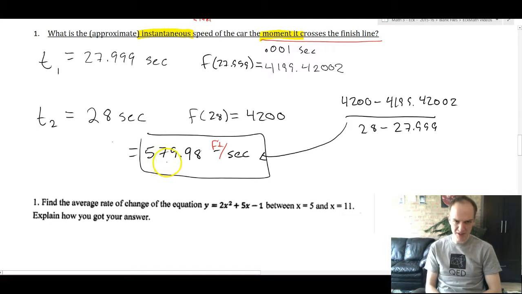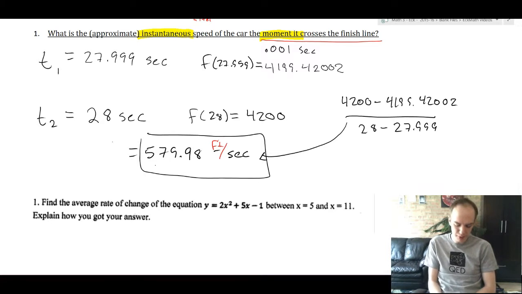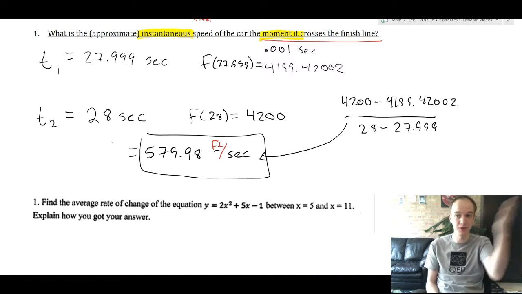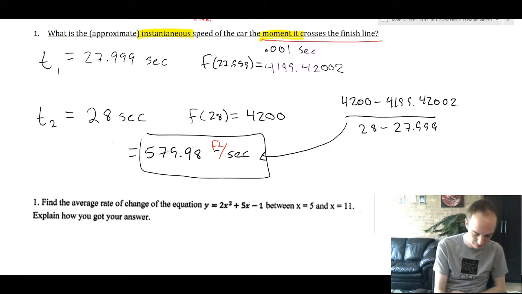When I first got this number, it seemed a little big to me, right? Like, oh my god, she's going 578? That's really, really fast. Then I remembered it was in feet per second. So, that's a lot of feet. She's a race car driver, but it's not like she's going 500 miles an hour. She's not a jet. It does seem like a reasonable answer. Remember, this is her speed at the moment she crosses the finish line, where she's probably trying to go the fastest to break through.